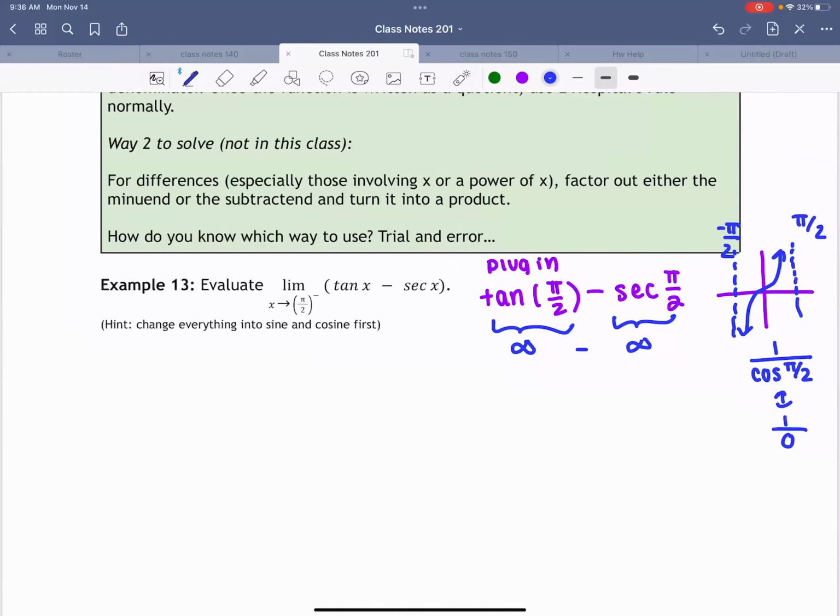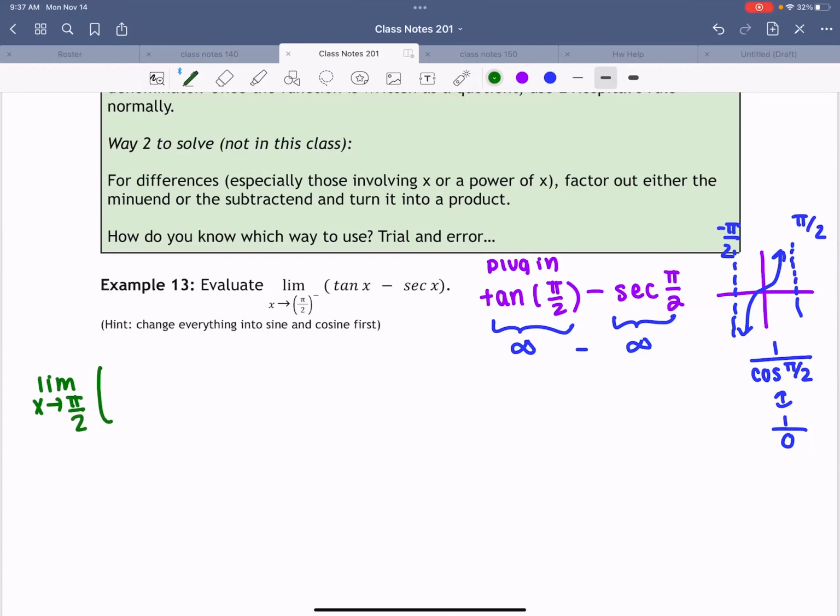Now, last time we said the way we go about this is finding a common denominator. Well, there's no denominator here. So what do you think we're going to do? Sine over cosine minus 1 over cosine. Now I did put my hint here. Whenever we deal with trig functions, especially when we're trying to find a common denominator, try moving things into sine and cosine. Sine and cosine are easy. We know how to take their derivatives, and they're honestly just easy functions to work with relative to the other trig functions. So why don't we change everything into sines and cosines?